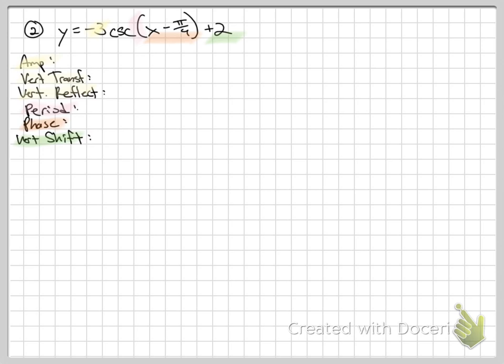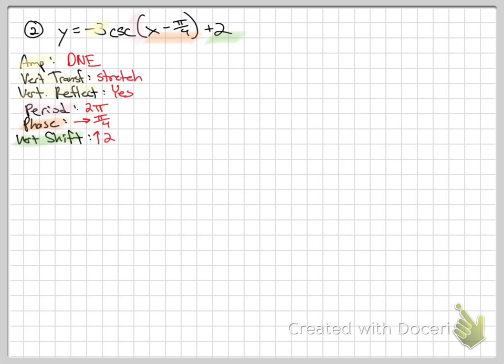This is a cosecant graph. Cosecants don't have an amplitude, does not exist. Vertical transformation, though. Vertical reflection is negative, so this is yes. I already took care of the negative. Vertical transformation is stretched because a 3 is bigger than 1, so it has been stretched. Period, 2 pi divided by b. There's an imaginary 1 for b. Phase shift, right pi over 4. And vertical shift up 2.